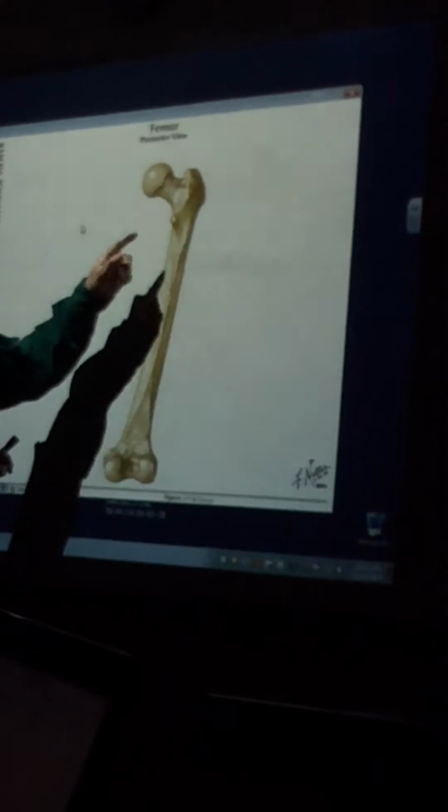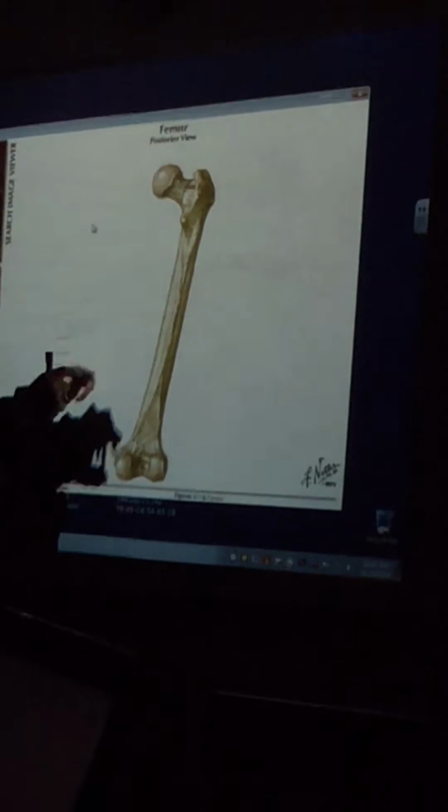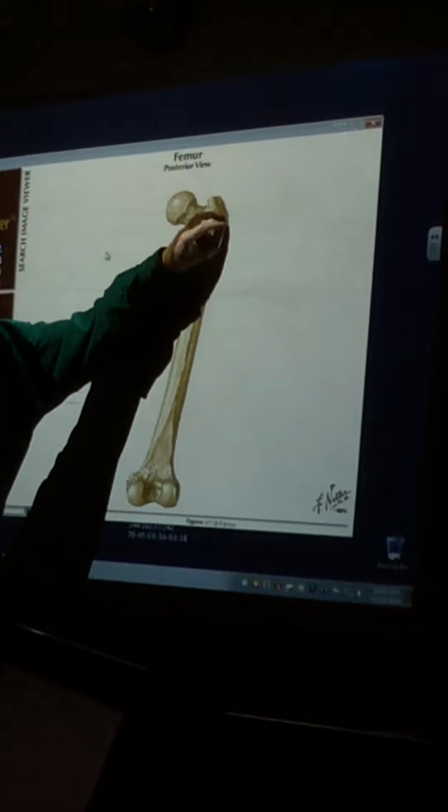Articulating surface, true? So it's separated by a neck. And it's going to be a head, and this is going to be a neck. And this is going to be the greater trochanter. Now, this is a big bump, right? It's a tubercle, tuberosity, or trochanter. The only place you find a trochanter is on the femur.